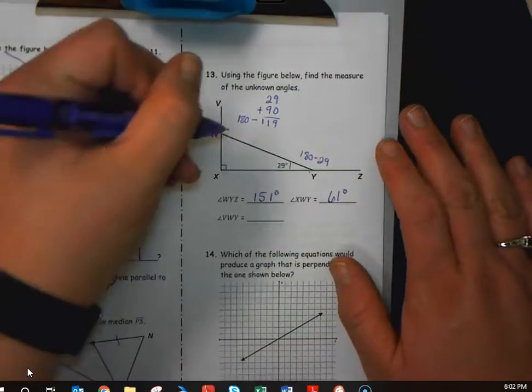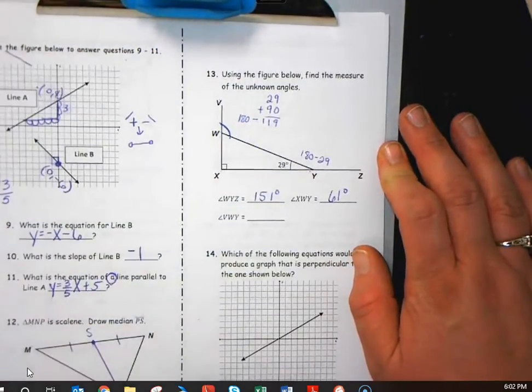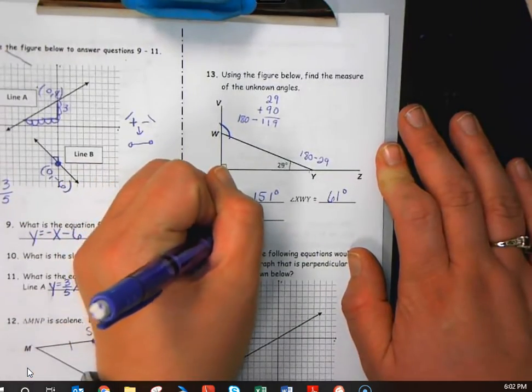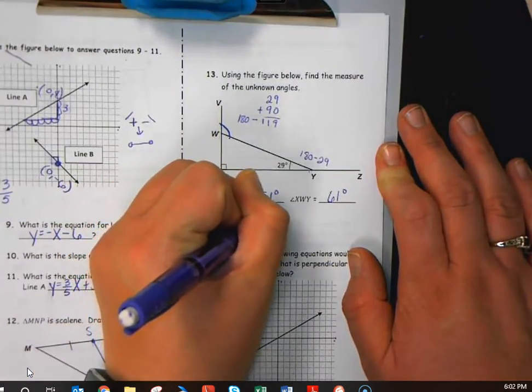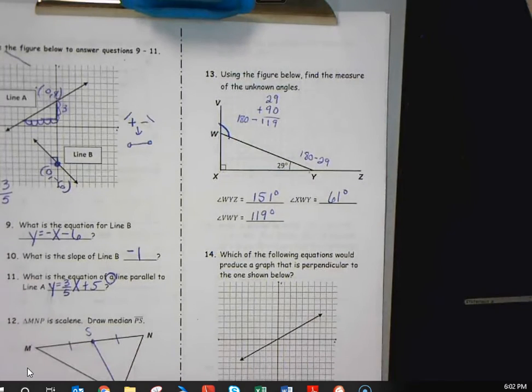Remember this right here? That's an exterior angle. An exterior angle is equal to the sum of the remote interior angles. Remote means it's not adjacent, interior means inside. So if we have an exterior angle that's adjacent to our triangle, we can add together the remote interior angles to get the exterior angle.